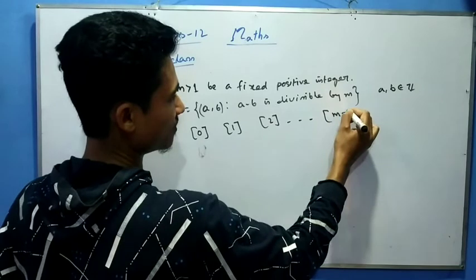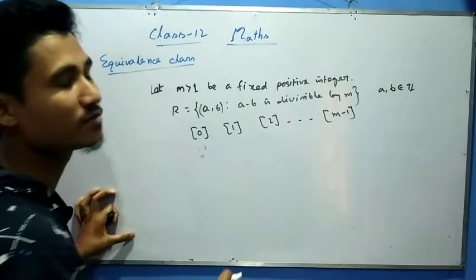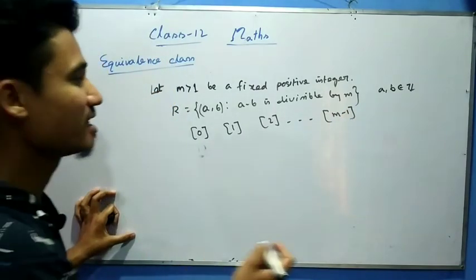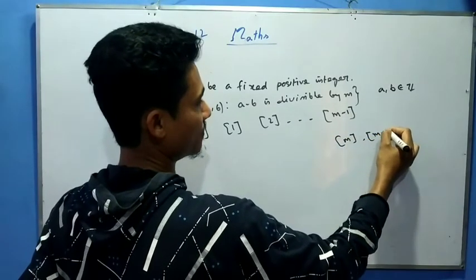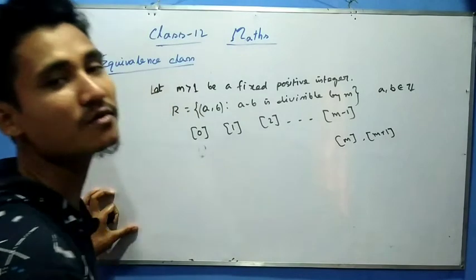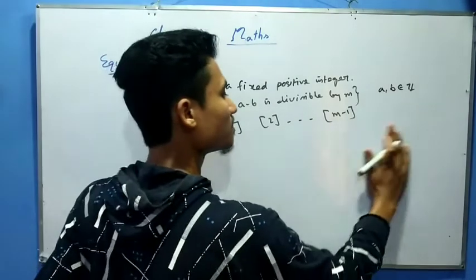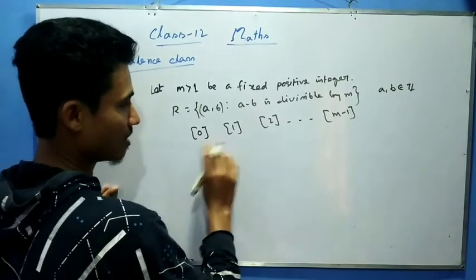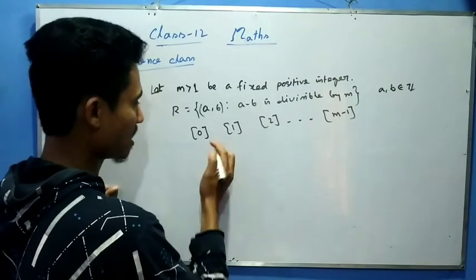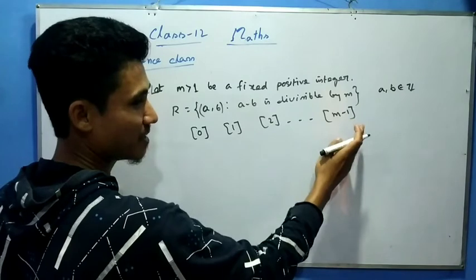If we find the equivalence class of 0, the equivalence class of 1, the equivalence class of 2, up to the equivalence class of m minus 1, you will find that they are all distinct. And the equivalence class of m, the equivalence class of m plus 1, and so on, will be equal to these. So under this equivalence relation, how many partitions of Z are there? m.